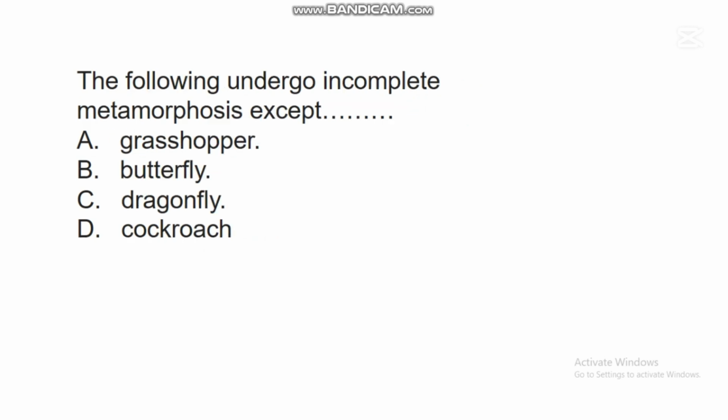The next question says, the following undergo incomplete metamorphosis except dash. A. Grasshopper, B. Butterfly, C. Dragonfly, D. Cockroach. In this question, the correct answer is B. Butterfly. So there are many examples of insects that undergo incomplete metamorphosis. These insects include the grasshopper, dragonfly, cockroach, and other insects.